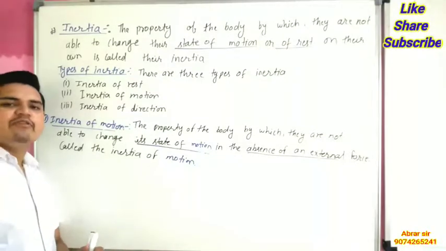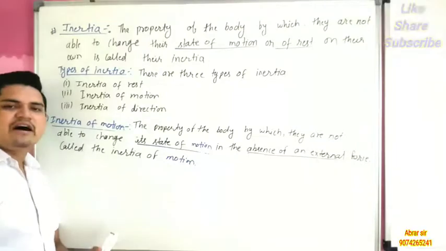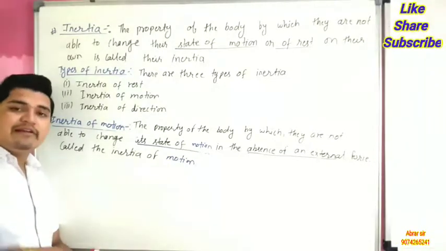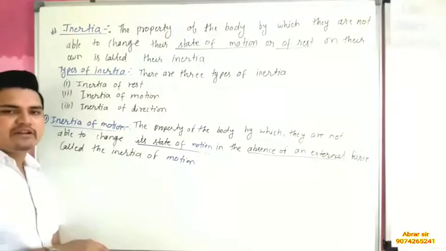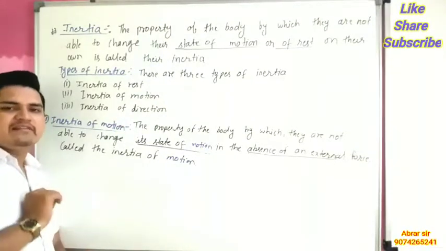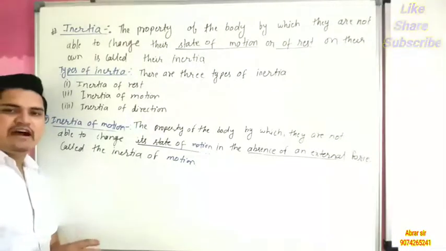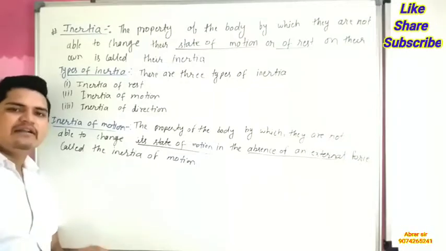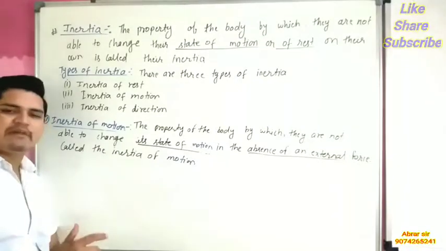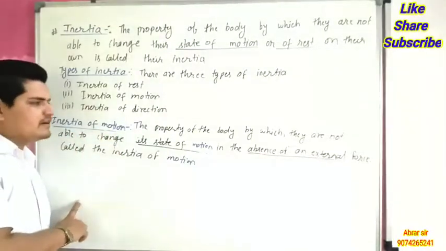It means when an object is in a motion condition, it will continue to be in motion until or unless an external force is applied on the body. When an object is in motion, it will continue to be in motion until an external force is applied on the body. So this is called inertia of motion.